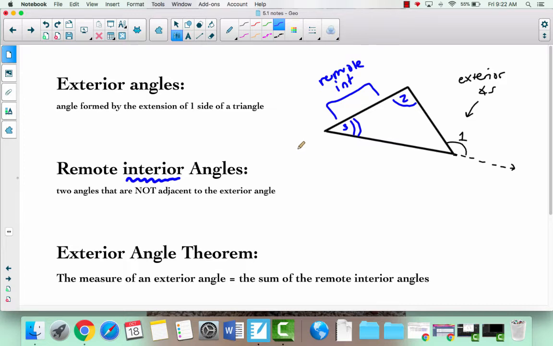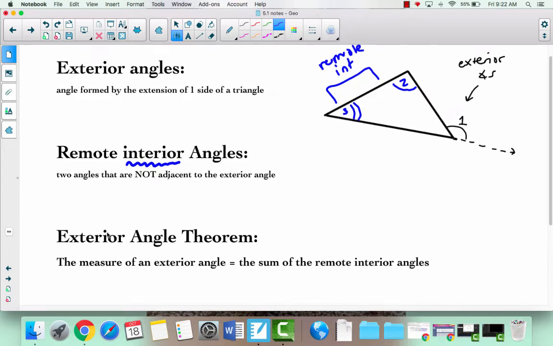Okay. And those three angles, the exterior and the remote interior, have a really unique relationship. And so we have this theorem, the exterior angle theorem. And what this says is that the measure of the exterior angle is equal to the sum of the two remote interiors. So sum means addition. Okay. And so if I were to use this picture, I could say that the measure of angle 1, that's the exterior, is equal to the measure of angle 2 plus the measure of angle 3. And this could be really helpful if you are missing some information in a triangle and you need to find some angle measures, or if you're solving for a variable.